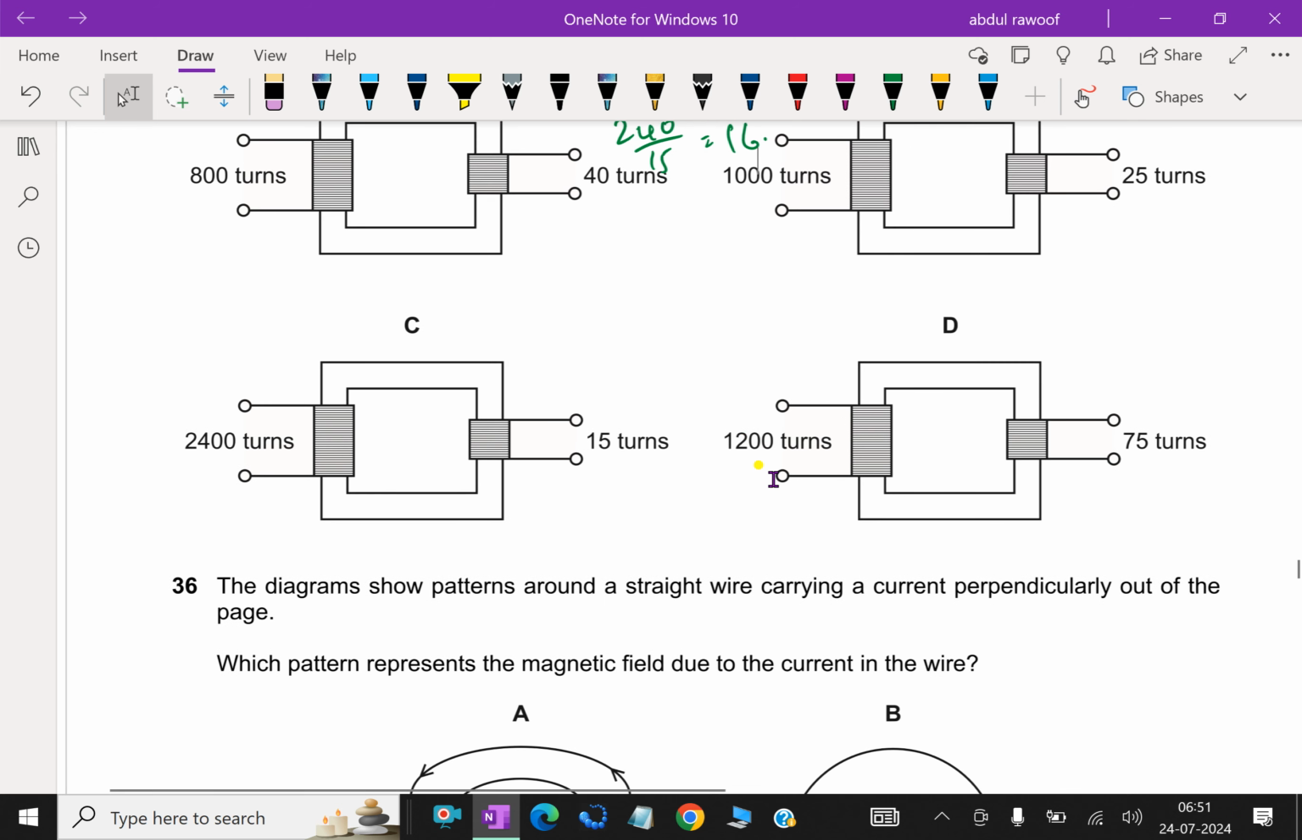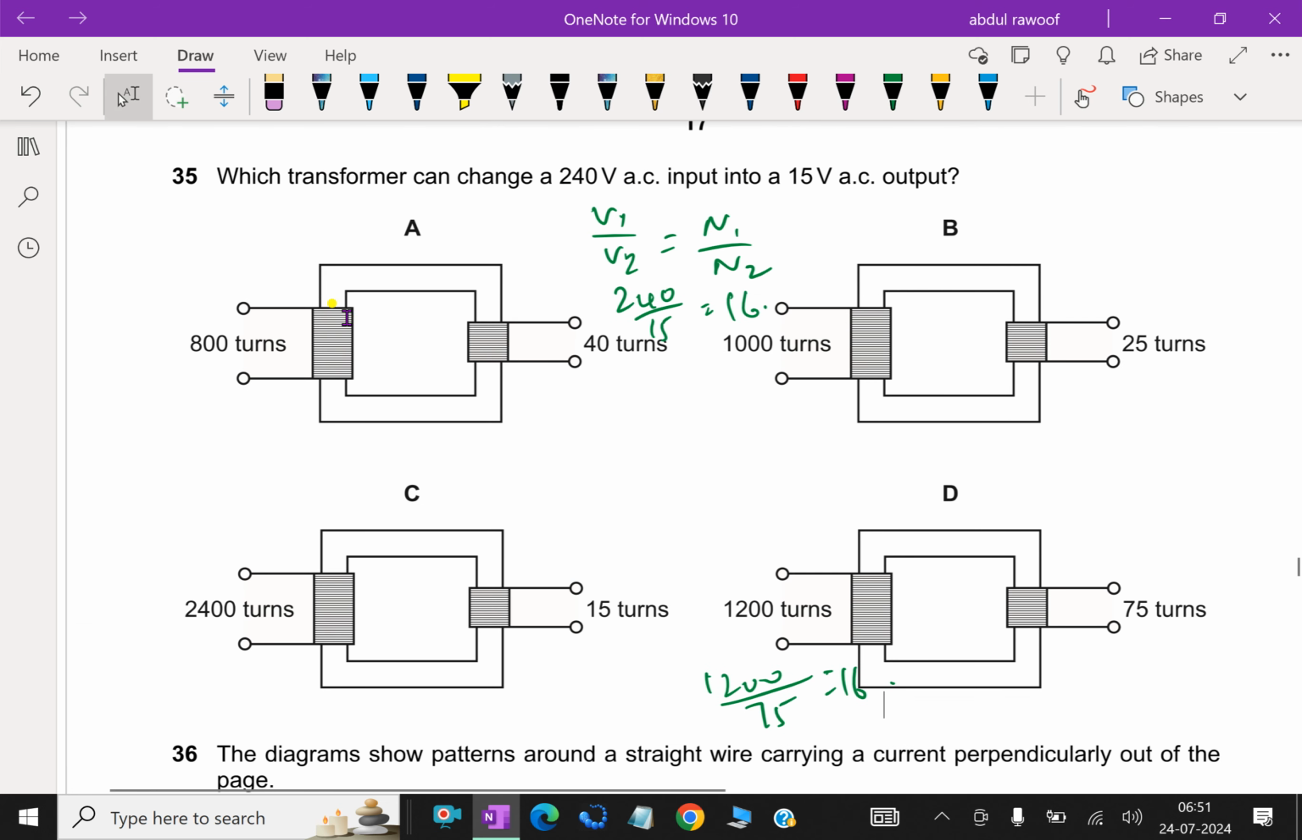Look at here. This one is 1200 by 75. 1200 by 75, N1 by N2, is here 16. Therefore, the correct option is D. That means this formula is correct here, V1 by V2 equal to N1 by N2. This option D is correct.